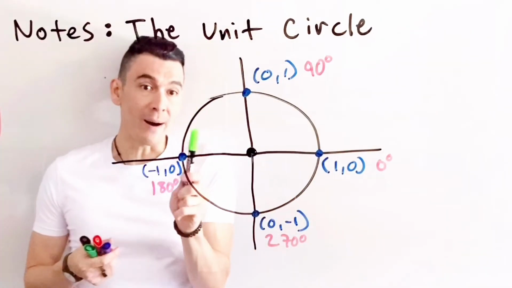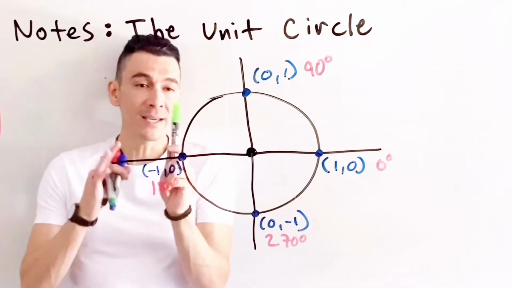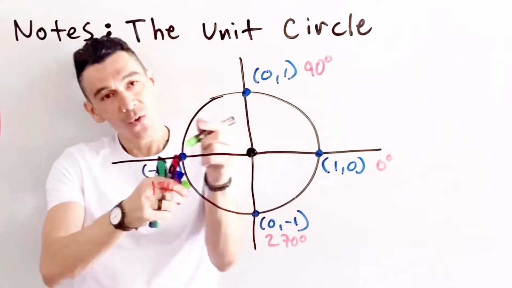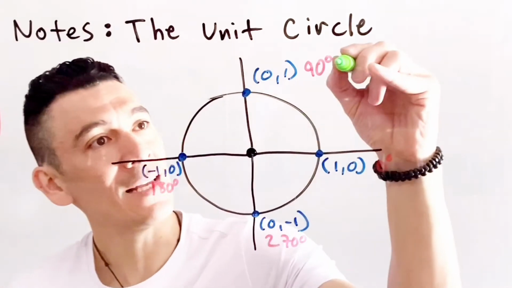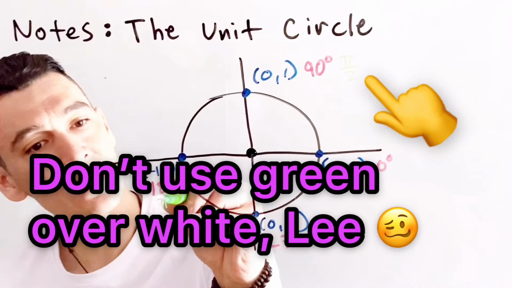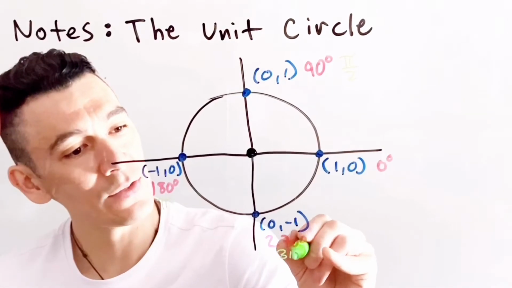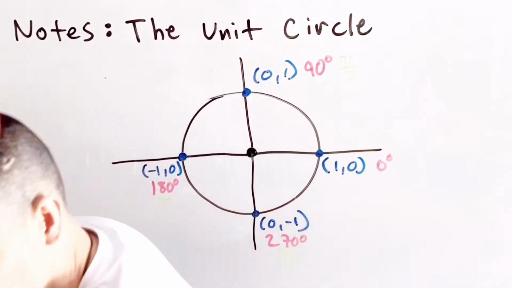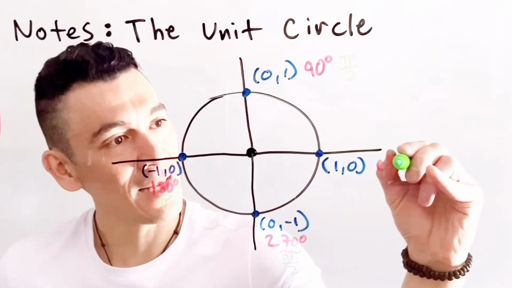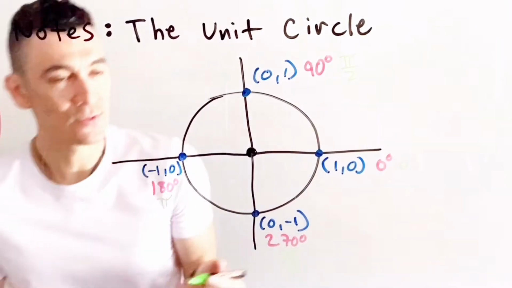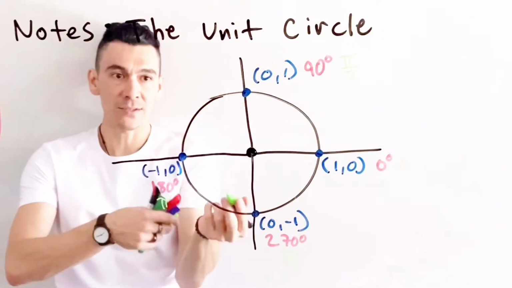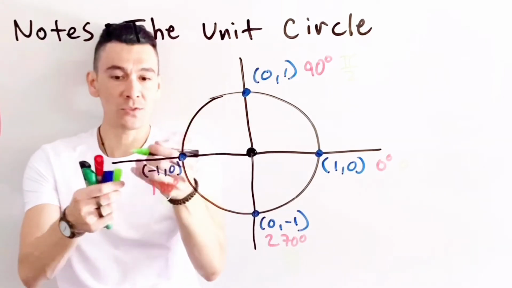But then I would remind you guys that we can measure angles not just in degrees, but also in radians, where 90 degrees is the same as pi over 2, 180 is pi, 270 is 3 pi over 2, and this one is 2 pi, but again 2 pi is the same as just 0 radians. So these are the north, east, south, and west locations for the unit circle.